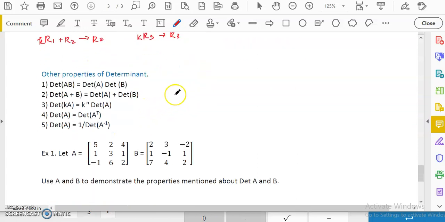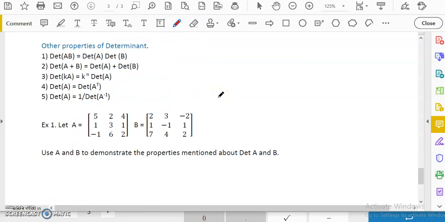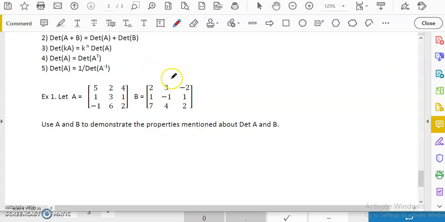Okay, and then what operation does it have on an original matrix? When we do an elementary row operation, it is as if we are multiplying them, right? So we have these 5 properties. It's not from the book, but I summarized it. The determinant of A times B is the same as the determinant of A times the determinant of B. The determinant of A plus B is the sum of the determinants. The determinant of a scalar k multiplied by A is k to the power n times the determinant of A, where A is n by n. The determinant of the transpose is the same as the determinant. The determinant of the inverse is 1 over the original determinant.